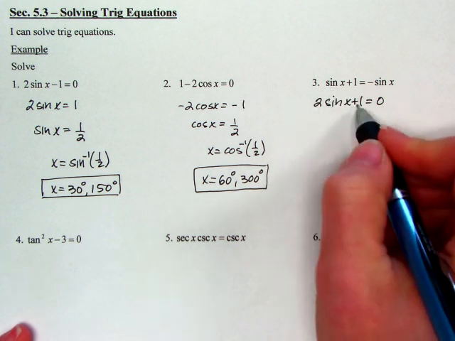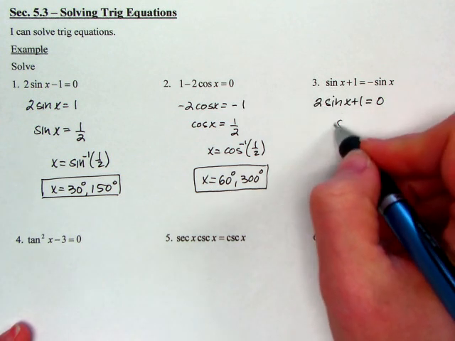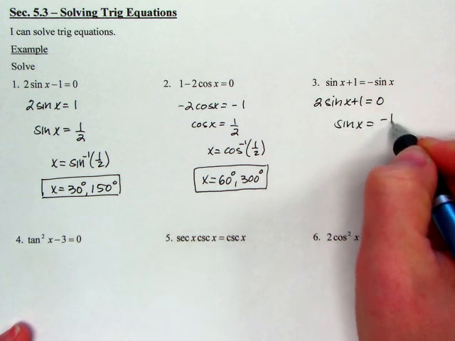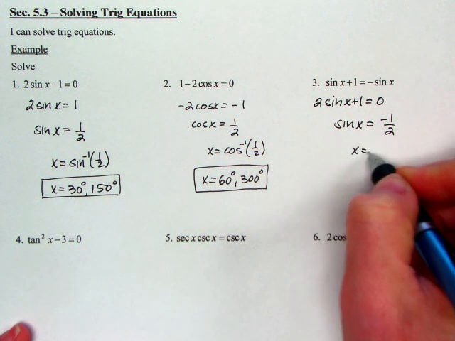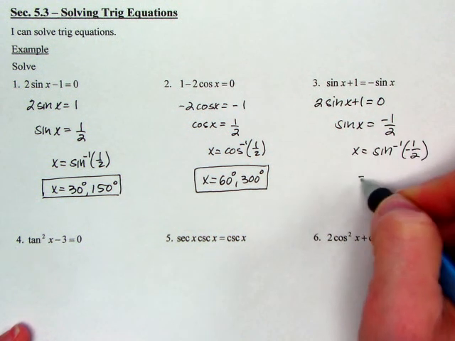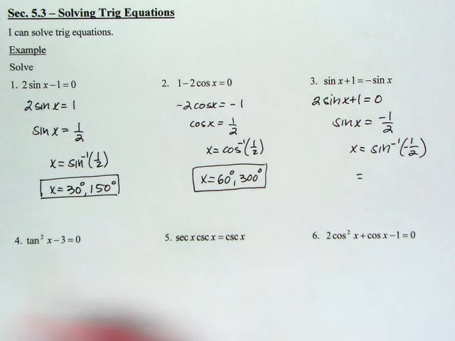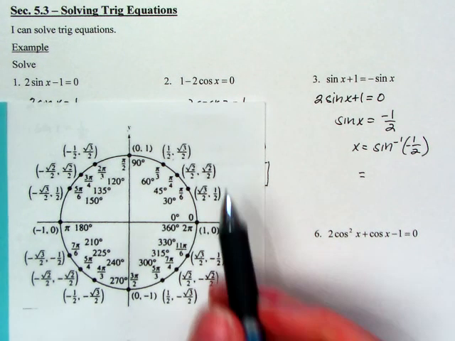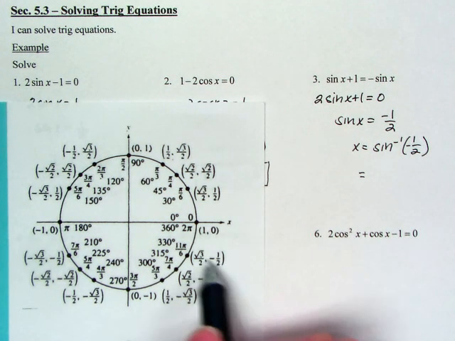So now I'm going to minus a 1 and divide by 2, kind of in one step here. And now I'm going to look for places where the sine is negative half. So looking at my unit circle, looking for places where sine is negative half happens at 330 and 210.